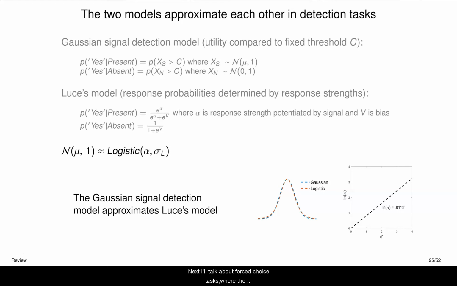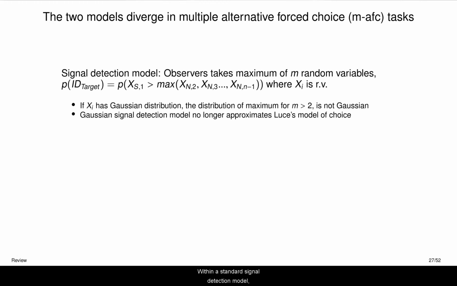Next, I'll talk about forced choice tasks, where the relationship between these two models is not so straightforward. In a multiple alternative forced choice task, the observer has to choose one alternative out of a set of alternatives. So within the standard signal detection model, now the observer is computing the maximum of a set of random variables. And the reason the relationship between these two models breaks down, or becomes more complicated, is because it's known that for more than two alternatives, the distribution of maximums of normally distributed variables is not a normal distribution. Likewise, the distribution of maximums of logistically distributed variables is not logistic. So now the connection between the Gaussian signal detection and Luce model breaks down.